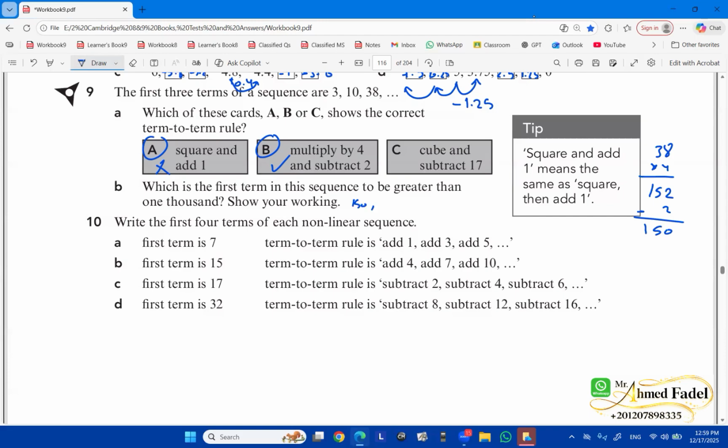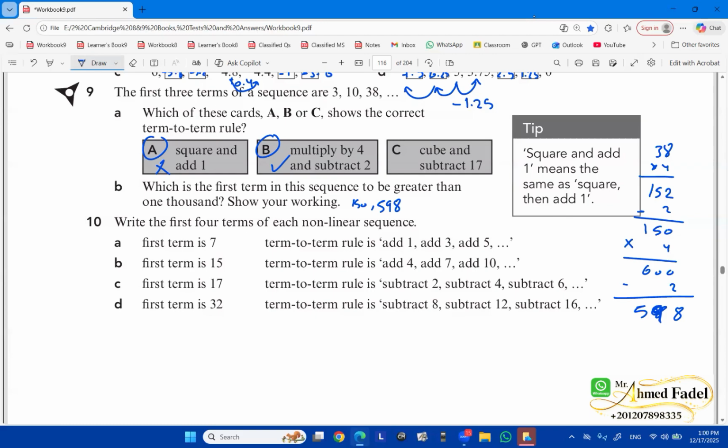After that, what is going to be there? I'm going to multiply by 4, which is 600. Minus 2 is going to give you 598. This is the next term. Now the next term, yes, 598.